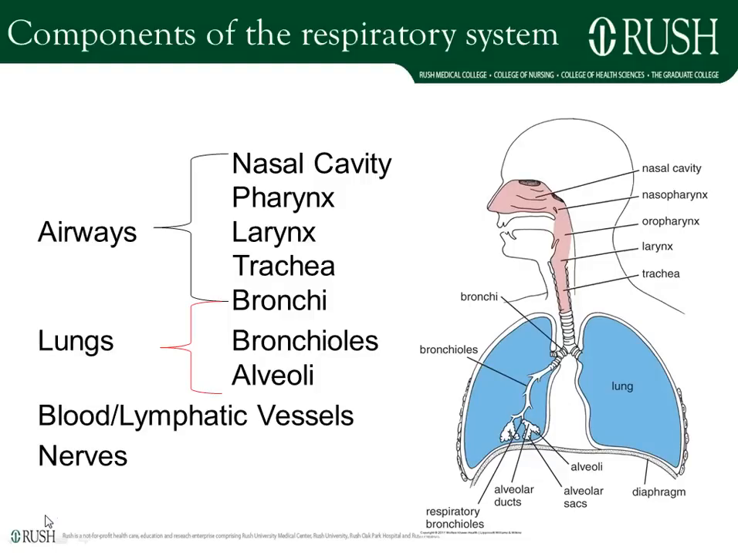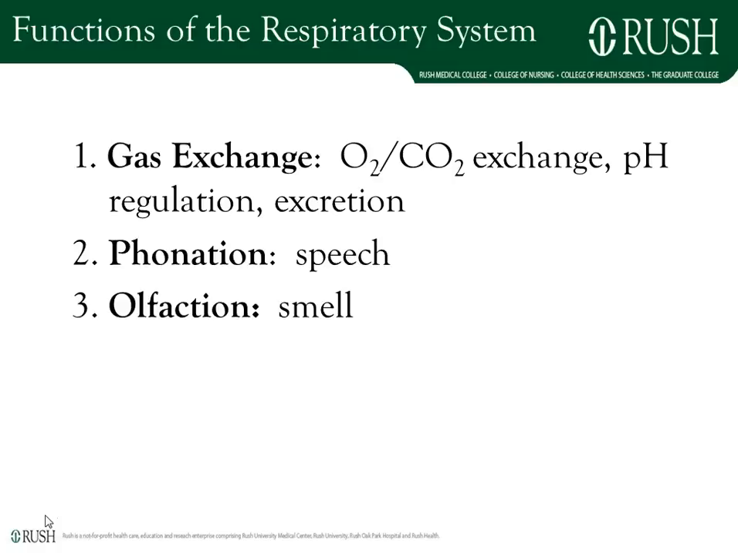The respiratory system is comprised of a number of components. The general categories are the airways, which bring air into the system, the lungs or respiratory portion, which actually conducts gas exchange, and then the support structures such as blood and lymphatic vessels and nerves. In addition to the gas exchange function, which is the main function of the respiratory system, phonation or speech and olfaction or smell also depend on this system.